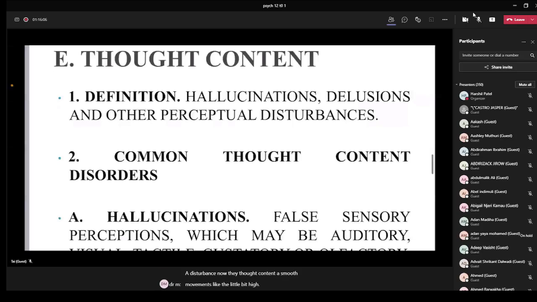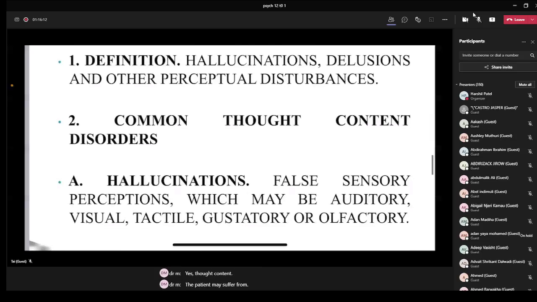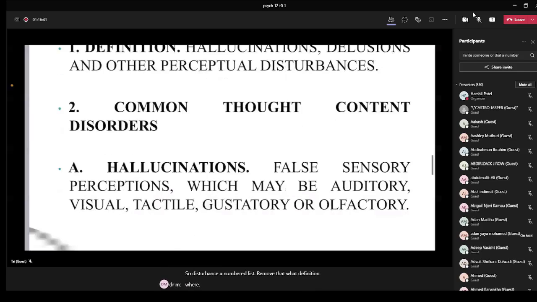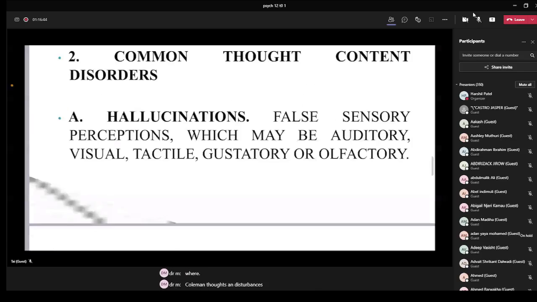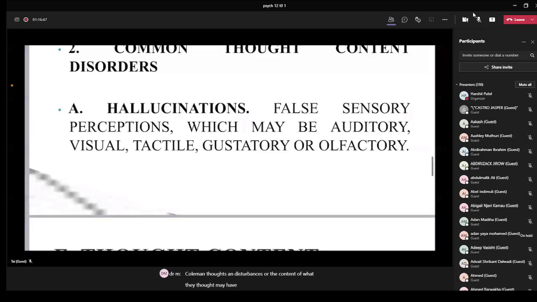Now the thought content, let's move the slide a little bit higher. Yes, thought content. The patient may suffer from hallucinations, delusions, and other perceptual disturbances which they may hold in their thoughts. So the common thought disturbances, or the content of what their thoughts may have or contain.